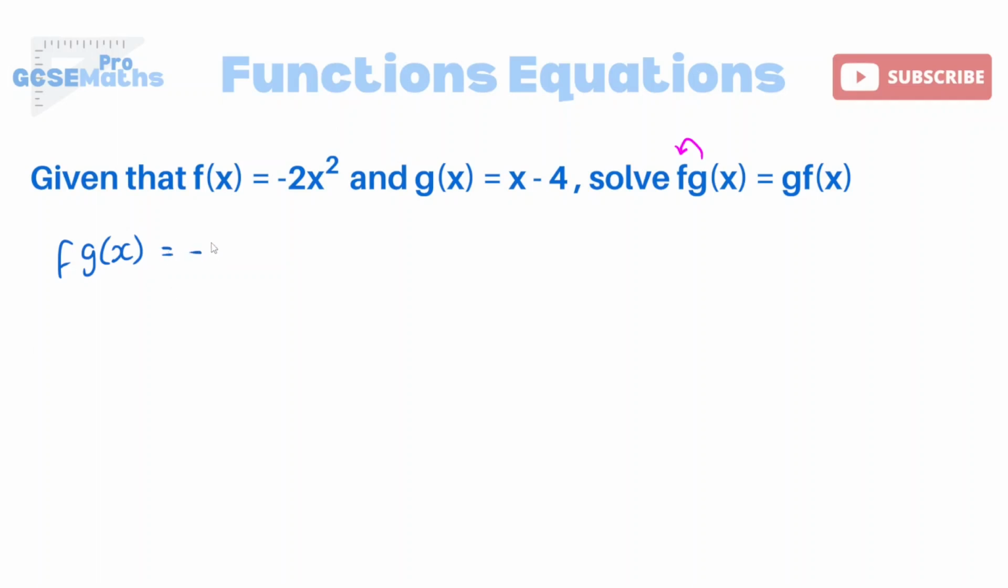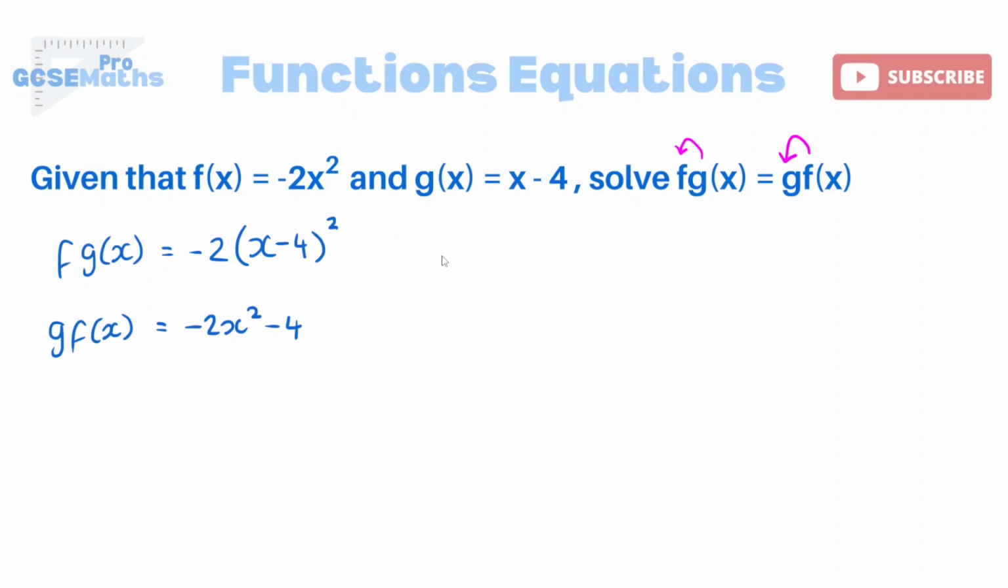So when I've got minus 2, and then where the x is, I'm going to replace that with x minus 4, obviously then squared. And then if I find the g of f of x, again, when you're doing it backwards, that's now f into g, isn't it? So putting f into g, I've got x minus 4. So where the x is, I'm going to put the minus 2x squared. That's the whole of f. And then minus 4. Okay, now I can actually just put those into an equation, can't I?